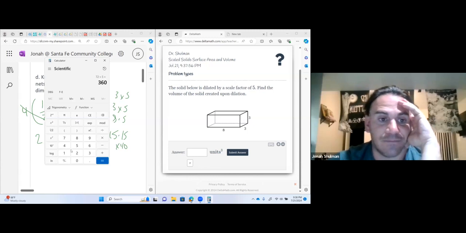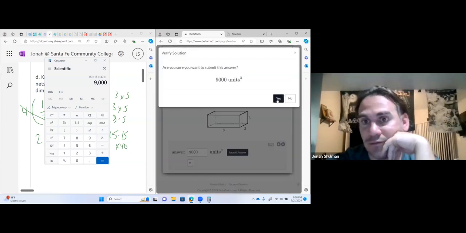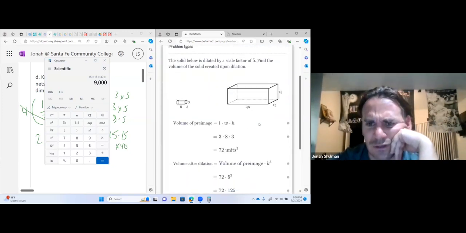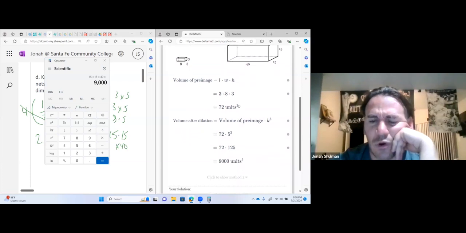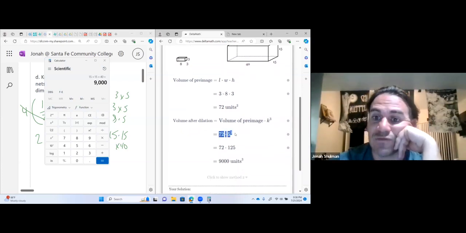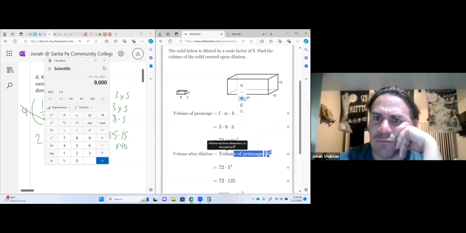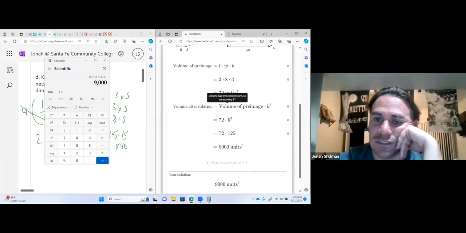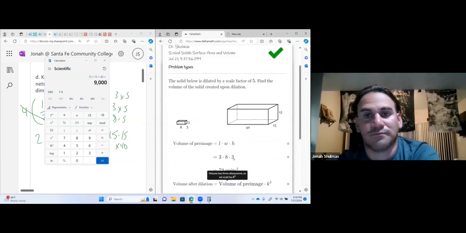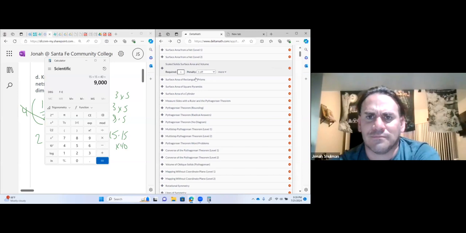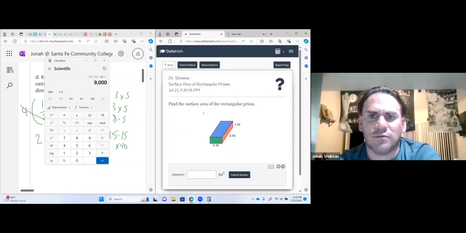Let's see if that's right. Because each one of them is getting dilated, each side. So we have to account for that fact. So I think it's going to be 9,000 instead of 360. It's much easier if I had the box, but yes, nice. Each one of them had to be brought up. Or we could do 72 times 5 to the third. Ooh, I like that scale factor to the third method. That was way better. I multiplied each of them, but they just did the scale factor of 5 cubed. Either way, same answer. All right, let's do another surface area one.